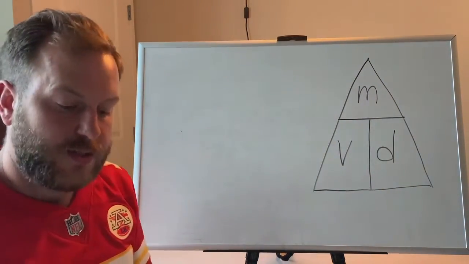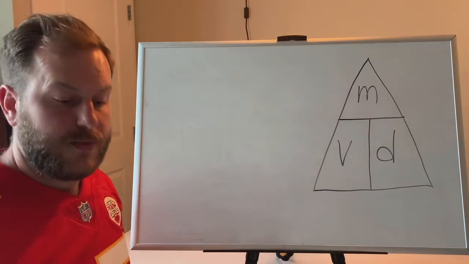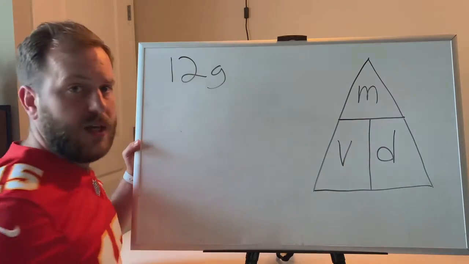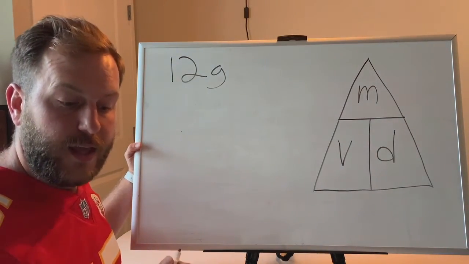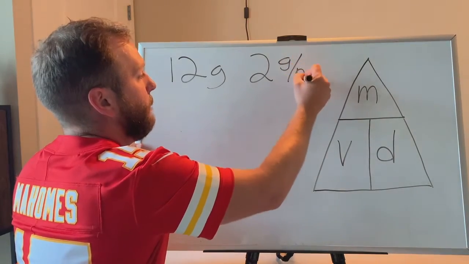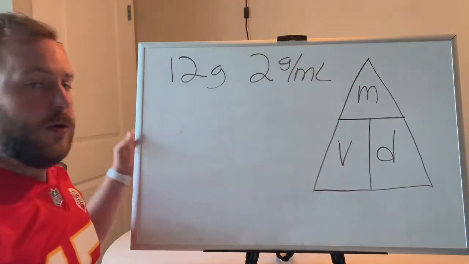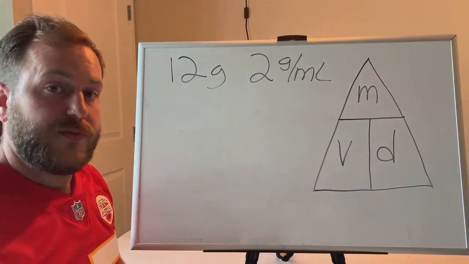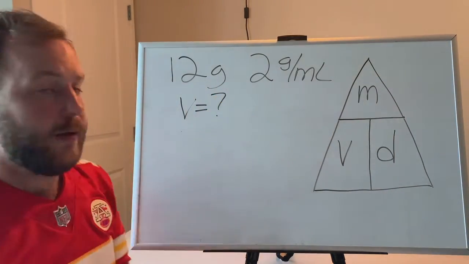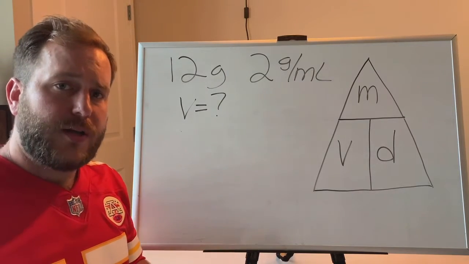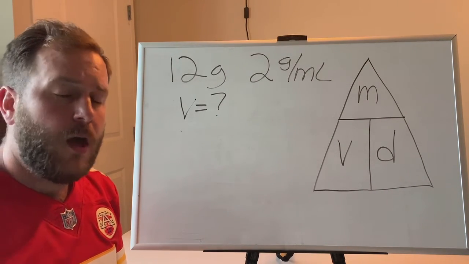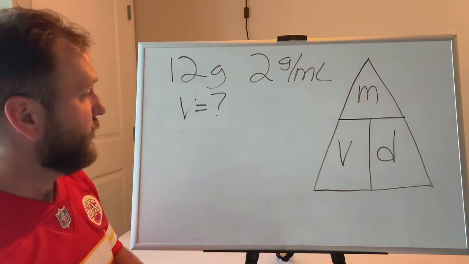All right, next up, let's say that you're given 12 grams of a substance, and that substance has a density of 2 grams per milliliter. I'm going to ask you to find the volume of that substance. So why don't you go ahead and pause, try this one on your own, and see what you come up with. All right, let's go ahead and work this together.